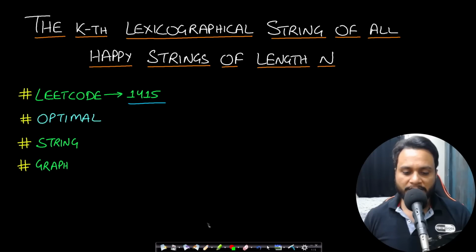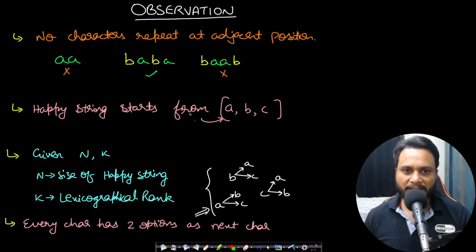From the given examples, let's look at some of the key observations. The first observation is no characters repeat at adjacent positions. So we cannot have double A's. Now this is completely fine. This is a happy string because no two same characters are adjacent. While the third one is not a happy string because there are two A's which are the same and adjacent, right?